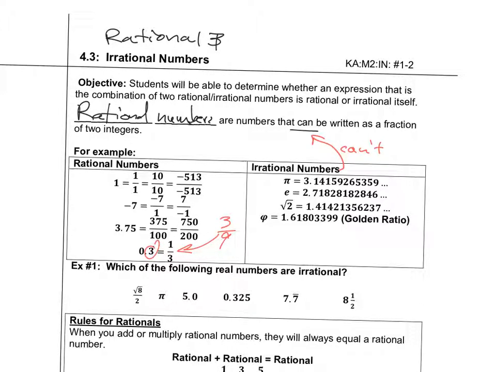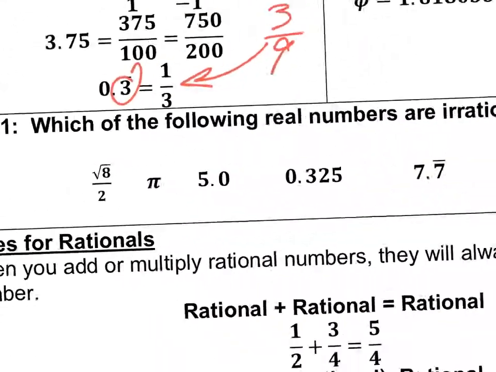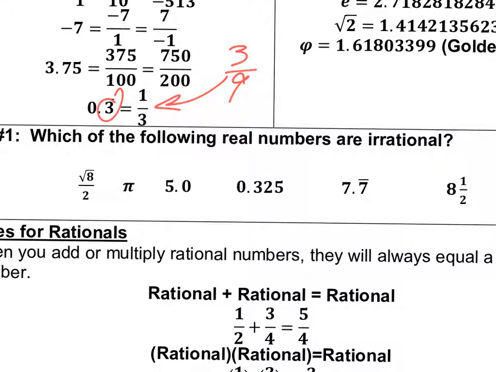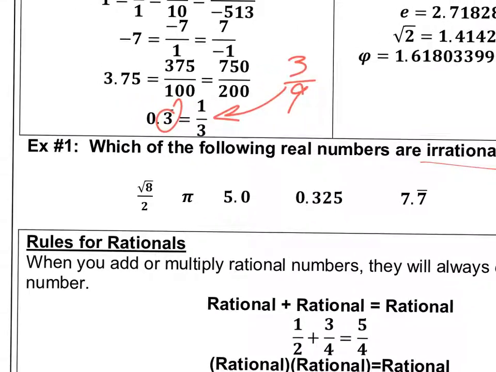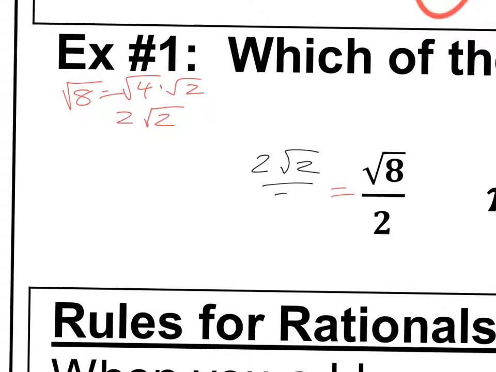So example 1 down here says, which of the following real numbers are irrational? That's right, we're asking if they are irrational. Let's take a look at this first one. Before we do that, I want to just try and simplify square root 8. Hopefully we know that square root 8 is the same thing as square root 4 times square root 2. And the square root of 4 is 2, and so we're just left with 2 rad 2. So we could write this as 2 square root 2 over 2, and the 2's would cancel out. And so this ends up actually just equaling the square root of 2.